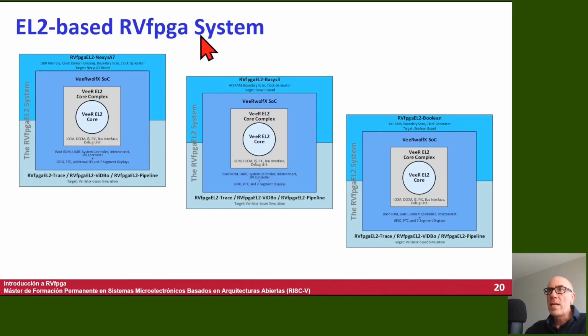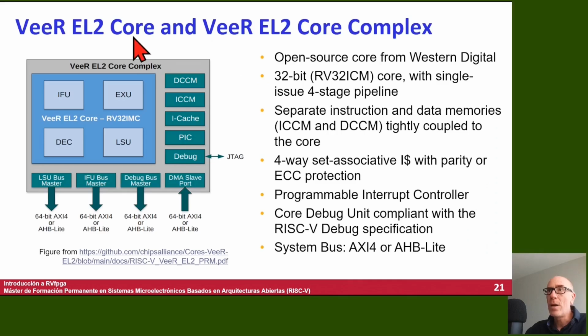Like with EH1, we'll examine the EL2 system's hierarchy levels, starting with the core and core complex EL2. Here's the figure illustrated. As we can see, everything's the same except the core, which is smaller in this case, as it's a core with a 4-stage pipeline and single issue instead of being superscalar.